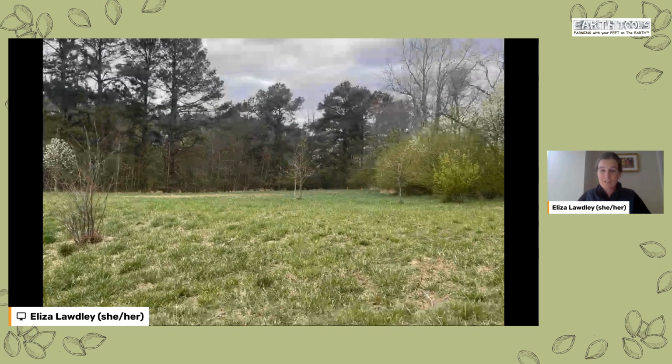So this is an image kind of looking across part of this field. As you can see, we have a lot of fescue, a lot of kind of mid-succession privet, crabapple, Bradford pear, a lot of native Chickasaw plum, which is also known as a beach plum, and then a lot of kind of older growth loblolly pine along these old field edges.